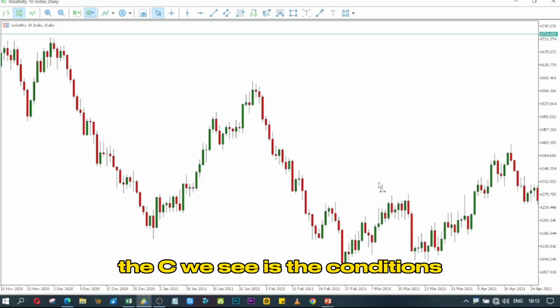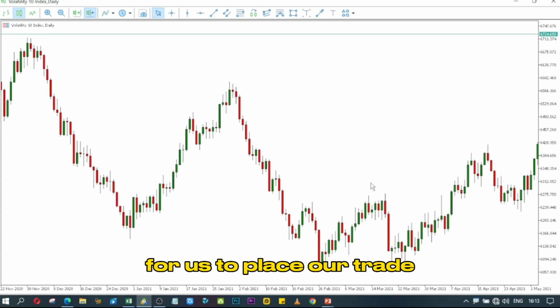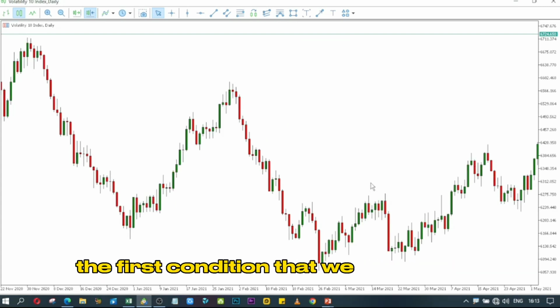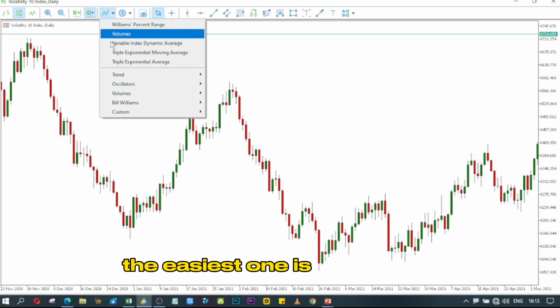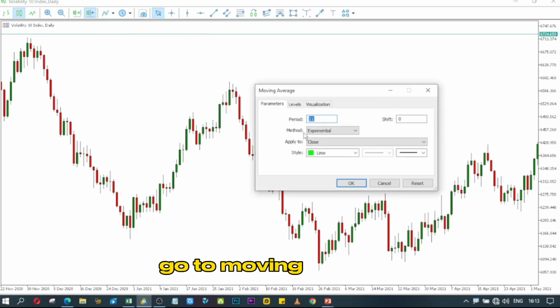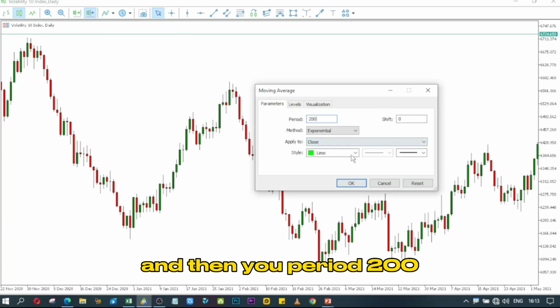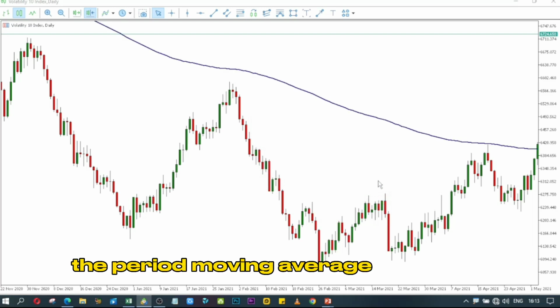The C is the conditions. What are the conditions that we need to see for us to place our trades? The first condition that we want to see is to identify the trend. There are two ways that you can use to identify the trend. The easiest one is just putting the 200 period moving average right here. Go to moving average, put period 200, and let me set the color to blue, and you're going to see the moving average right here.